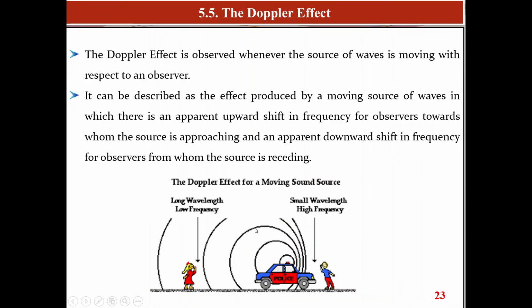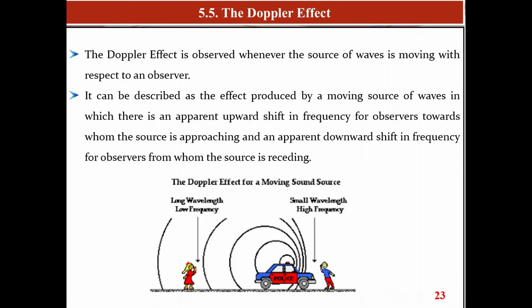The other subtopic that we have is the Doppler effect. The Doppler effect is observed whenever the source of waves is moving with respect to the observer. It can be described as the effect produced by a moving source of waves in which there is an apparent upward shift in frequency for the observer when the source is approaching, and an apparent downshift in frequency when it is receding.